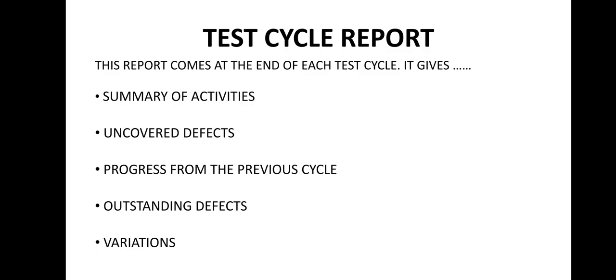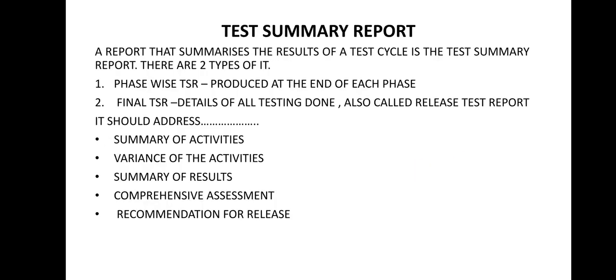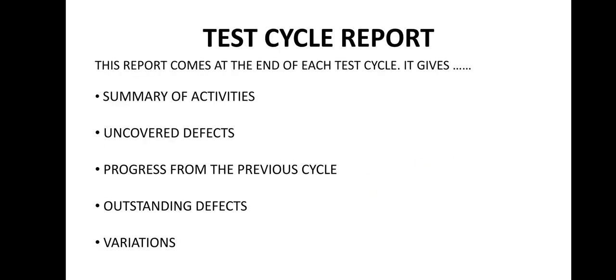So what is this report going to address? At the end of each test cycle, it will give the summary of activities that were carried out during that cycle. It will cover the defects that were uncovered during that cycle based on their severity and impact. It will also cover the progress from the previous cycles to the current cycle in terms of the fixed defects. Next is outstanding defects. The defects that are yet to be fixed in this cycle will be highlighted in this report.